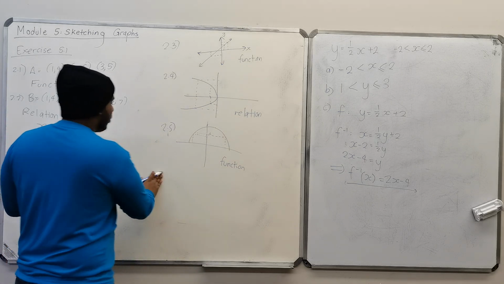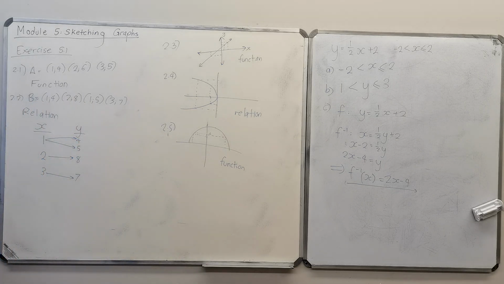Okay, 2.6, let's just look at it now. 2.6, then the graph on page 134. Looking at it, what can you tell me?